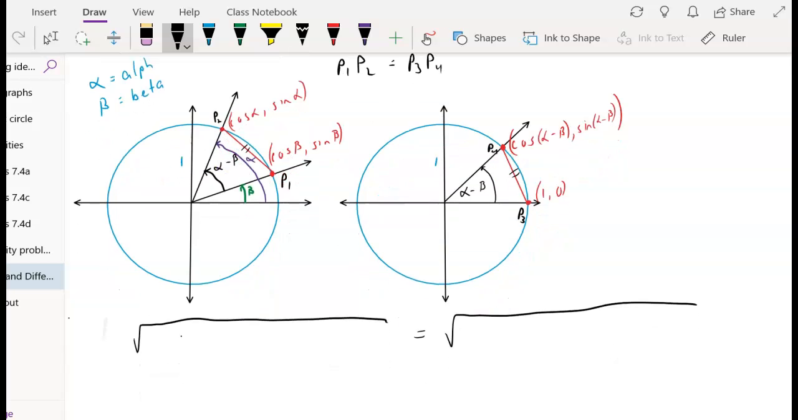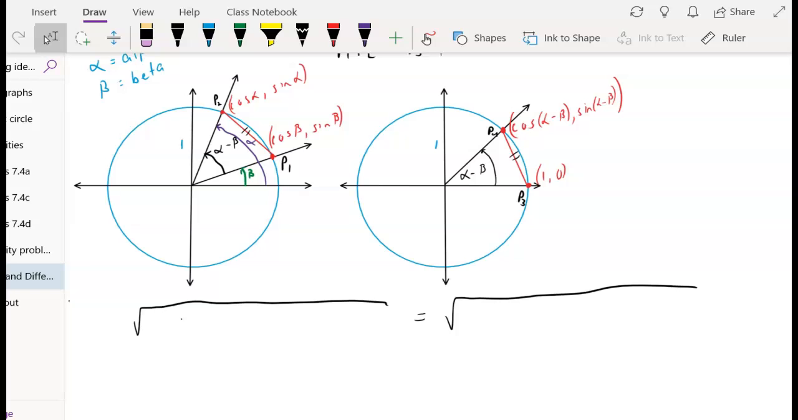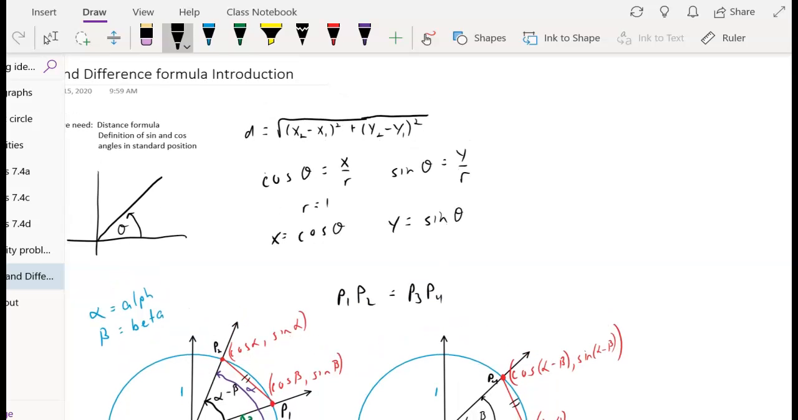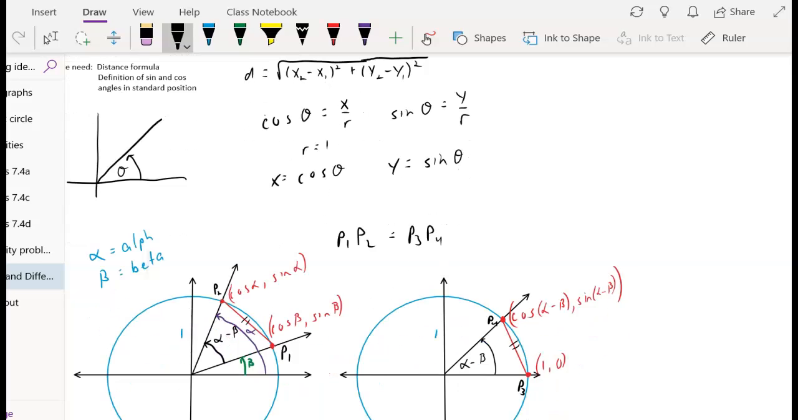Now I'm just going to write that down using the distance formula. On the left side, I'm going to do it from the first circle. So remember, using the distance formula, it's the difference in the x's squared plus the difference in the y's squared.